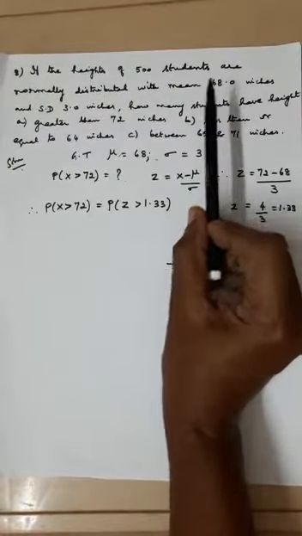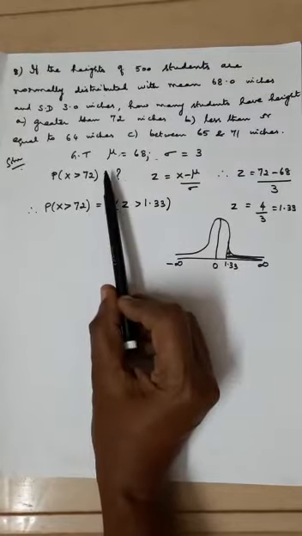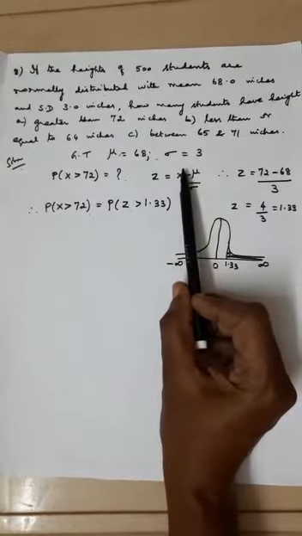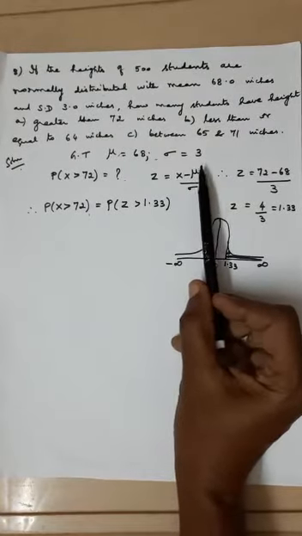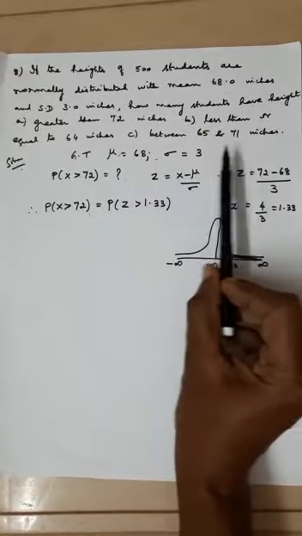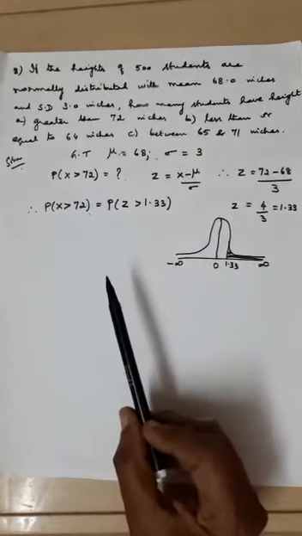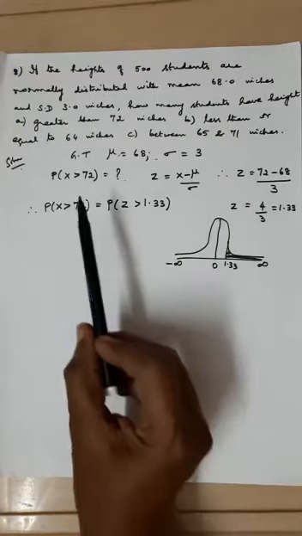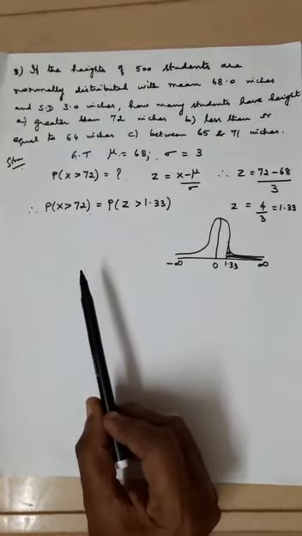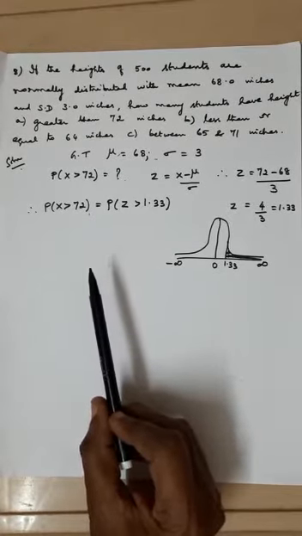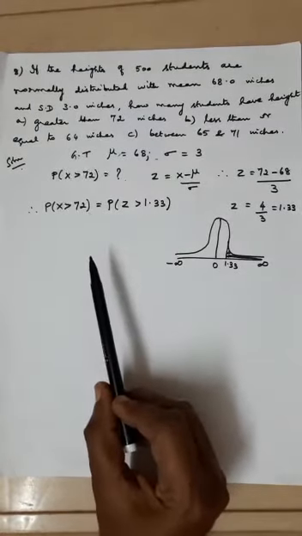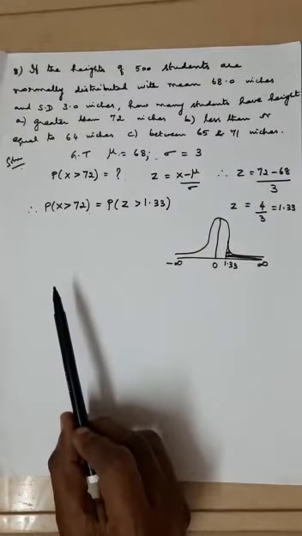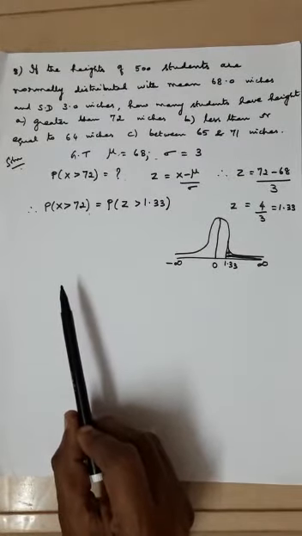Given that mean is 68, so that is mu. So given that mu is equal to 68 and standard deviation is 3, that is sigma. So sigma is equal to 3. Now the first subdivision, we have to find how many students have height greater than 72 inches. First let us find the probability for one student whose height will be greater than 72 inches. And once we get the probability for one student having height greater than 72 inches, we have to multiply it by 500, out of 500 students, to get the number of students whose height is greater than 72 inches.